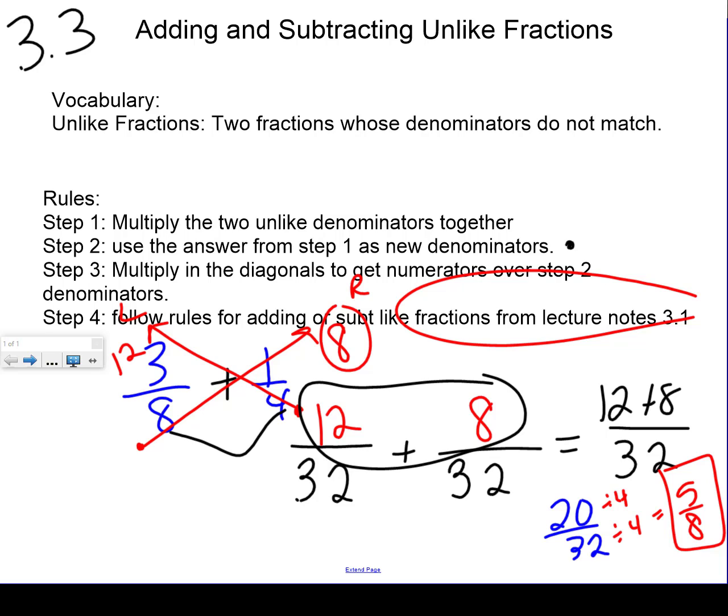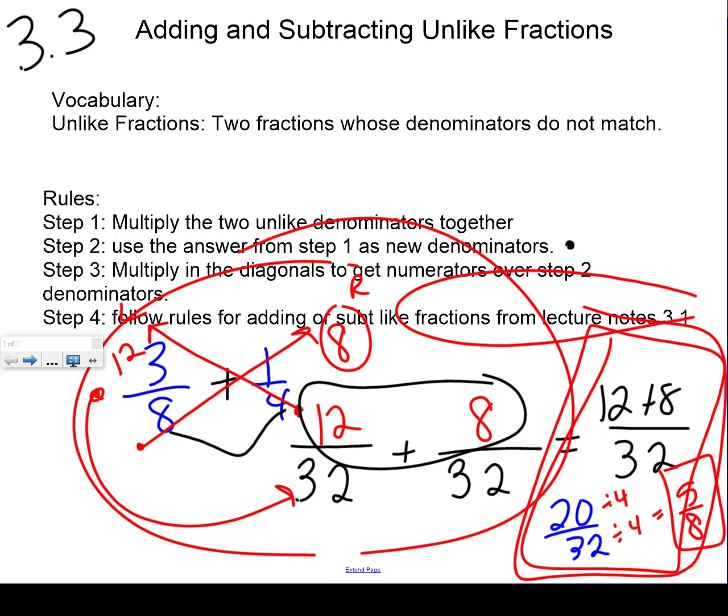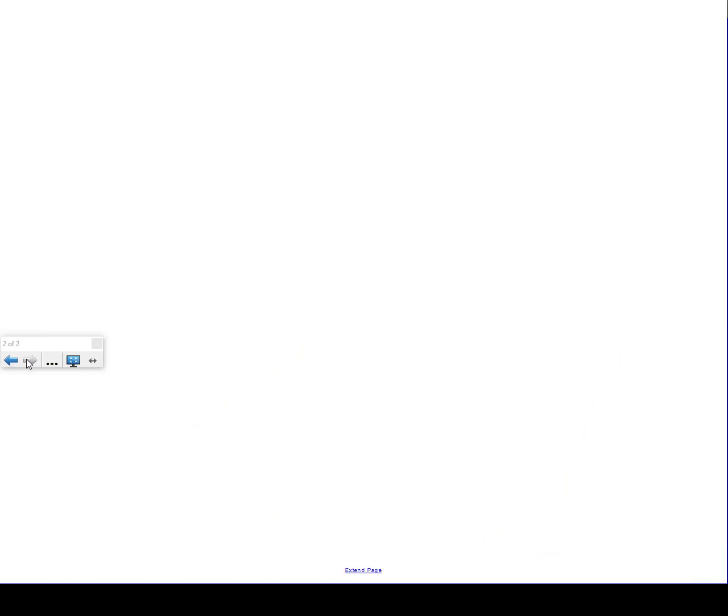So let's practice. We need to make sure that you understand how to go from unlike to matching denominators, which is this whole step here. I know you know how to do the rest of this because we've done this over and over and over here. So let's practice.